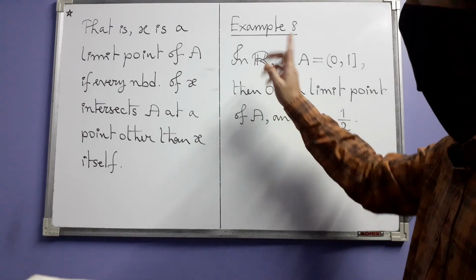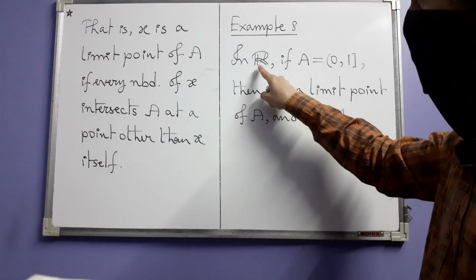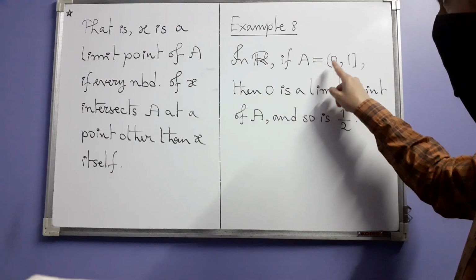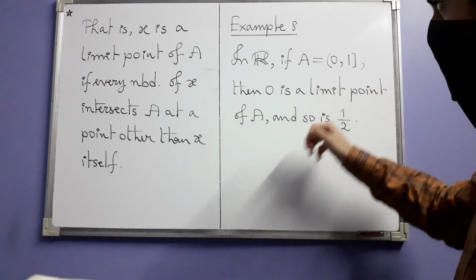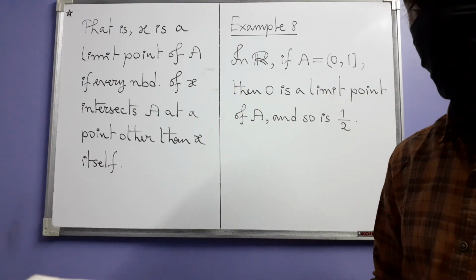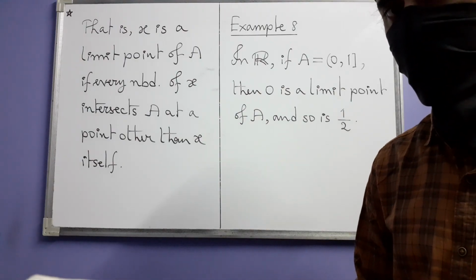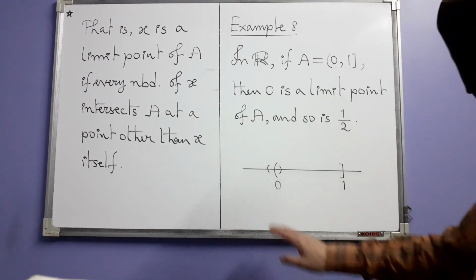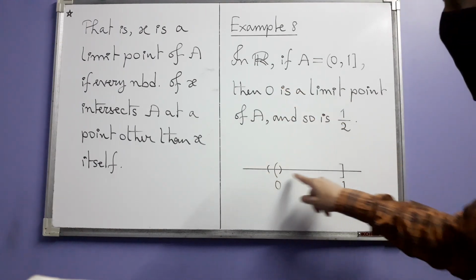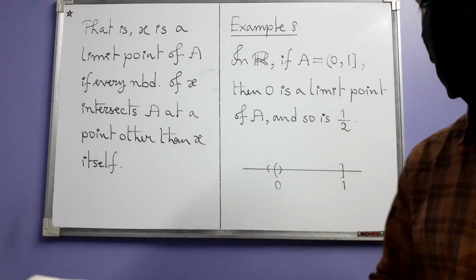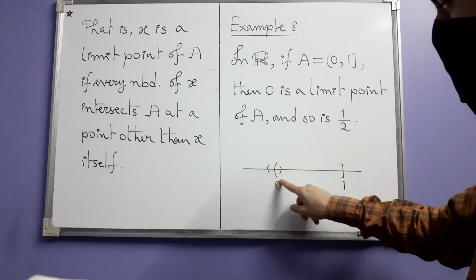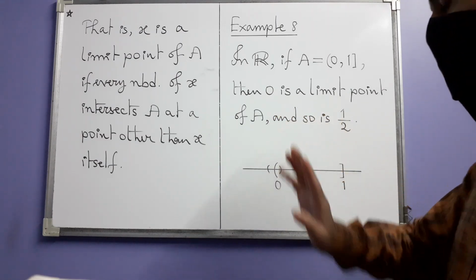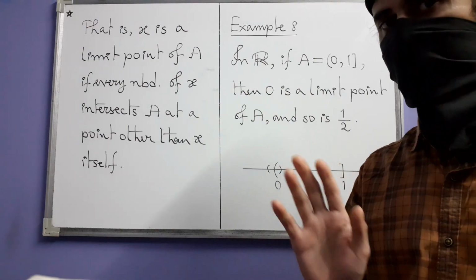Let's next see this example 8. In the space of real numbers R with the usual topology, if A is this half open interval (0, 1], then 0 is a limit point of A and so is 1/2. Let's see exactly why. In this case, of course, you can draw a figure, your familiar real line with the usual topology, in which the set A looks like this interval (0, 1]. Now we are saying that 0 is a limit point of A. So that means we now have to verify that.